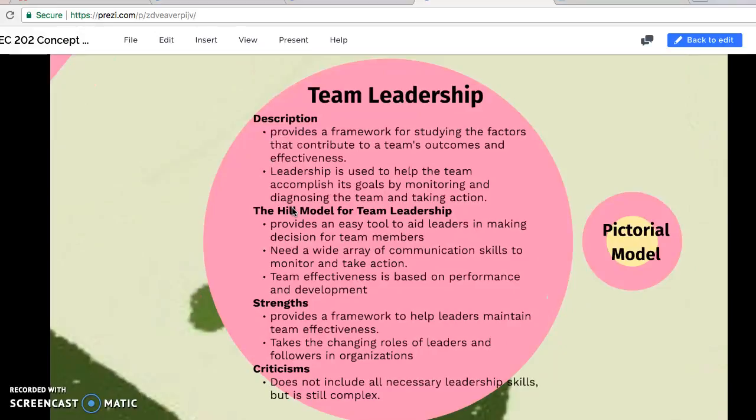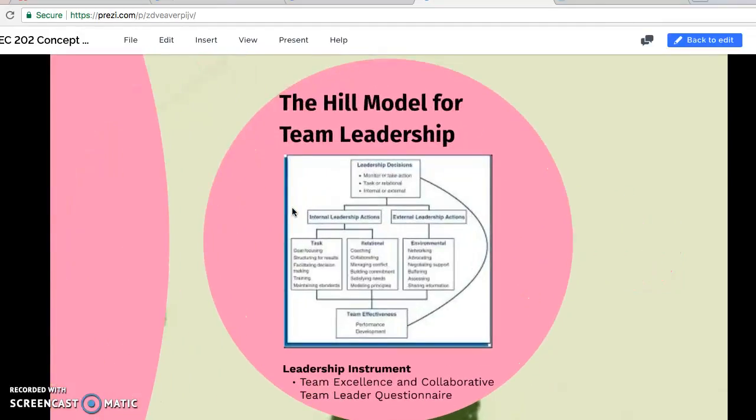Team leadership provides a framework for studying the factors that contribute to a team's outcome and effectiveness. Leadership is used to help the team accomplish its goals by monitoring and diagnosing the team and taking action. This is the Hill model for team leadership.